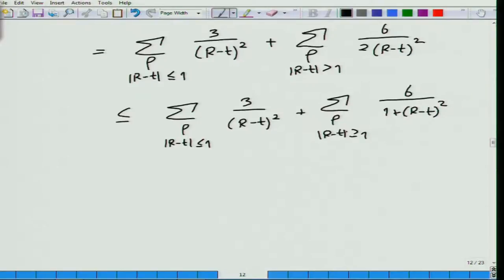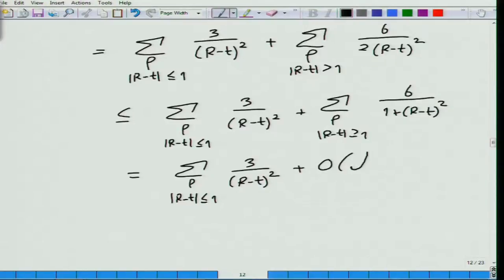Because the absolute value of r minus t in this sum is bigger than 1, twice r minus t I can surely replace by 1 plus r minus t whole squared, a lesser value. So this is an upper bound. And this is a sum over all rho, actually except for a few zeros, but we know that even if you sum up over all zeros, this is bounded by order log r.